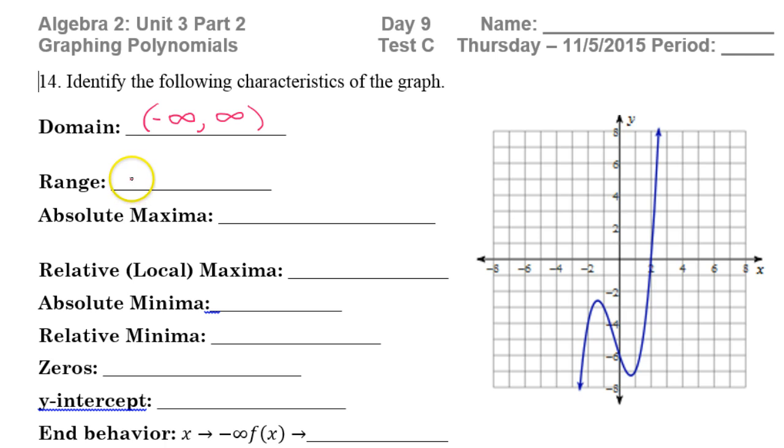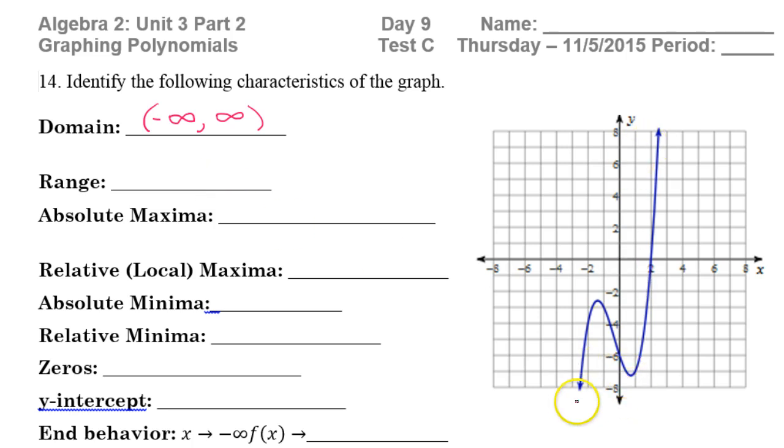Now, the range is the y values of a graph. So it's how far a graph goes from bottom to top. Now, many of you guys want to give the range from top to bottom, because when you're reading a book, you read from top down. But that's not the way it works. It has to be from least to greatest. So that means from bottom to top.